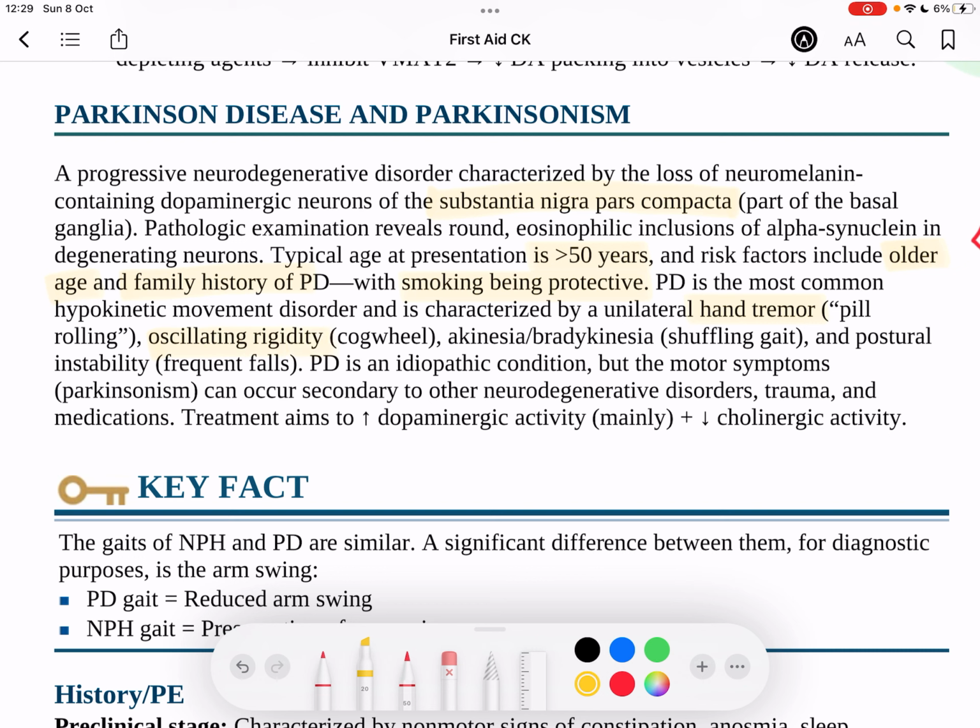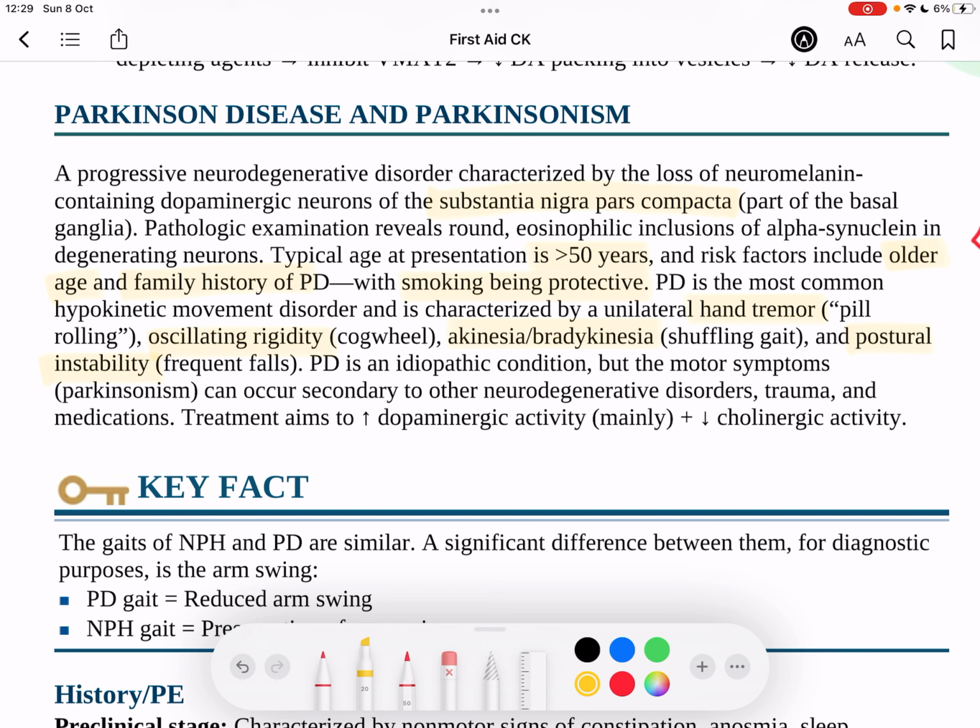Oscillating rigidity, also called cogwheel rigidity, is one of the early signs of the motor component of Parkinson's disease. And then akinesia or bradykinesia, an absence or a loss of movement, okay? That causes things like shuffling gait, small handwriting, etc. We can also get postural instability, like postural hypotension, orthostasis. These kinds of things will cause frequent falls. Parkinson's disease is an idiopathic condition, but the motor symptoms, the Parkinsonism, can occur secondary to other neurodegenerative disorders, trauma, and medications.